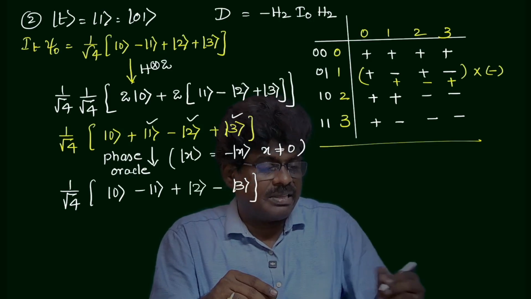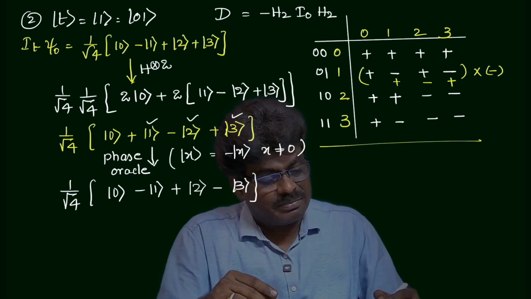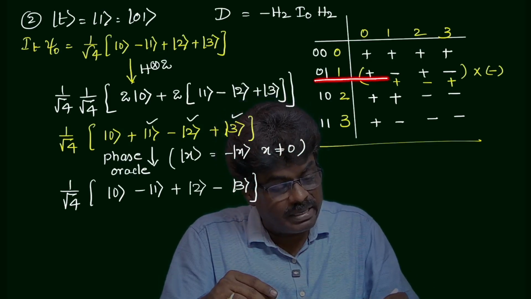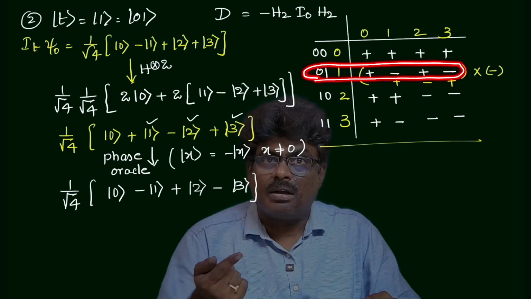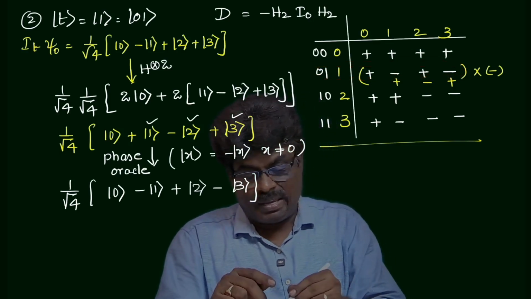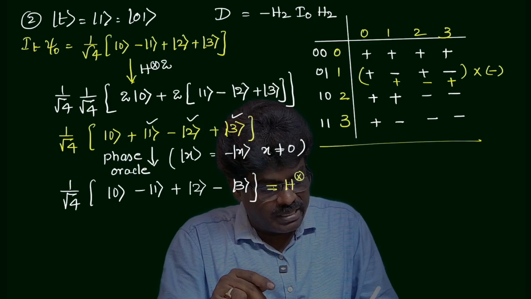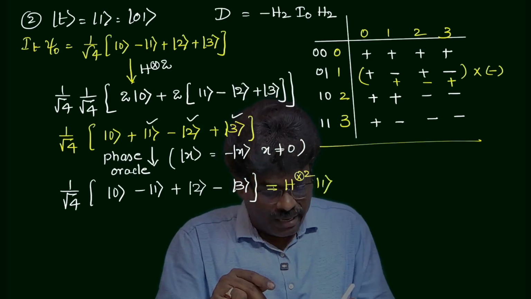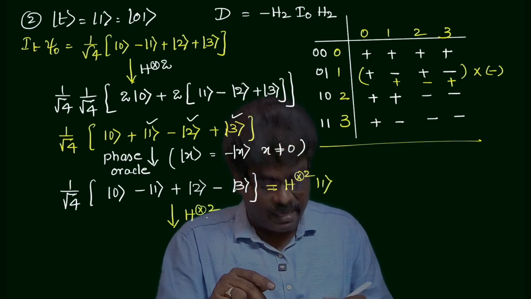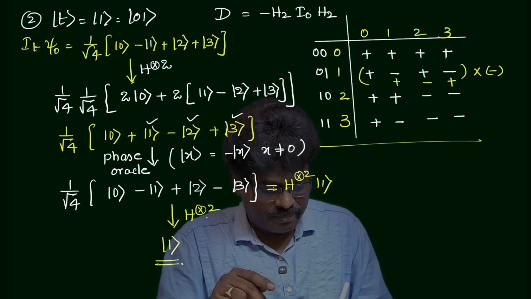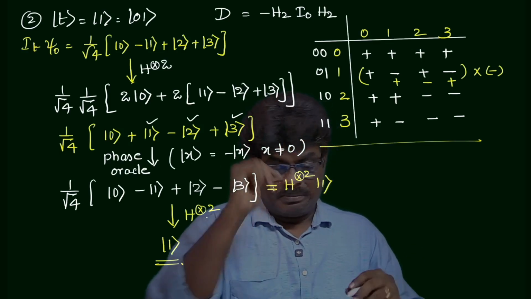Now carefully see the table where you have plus minus, this one. Don't see after multiplying, please see the initial one. So this is nothing but H tensor 2 operating on 1. So I can write this as H tensor 2 operating on 1. And again you operated H tensor 2. So the product of these two will become identity and you will get 1. That's it. Okay. So I hope you understand.